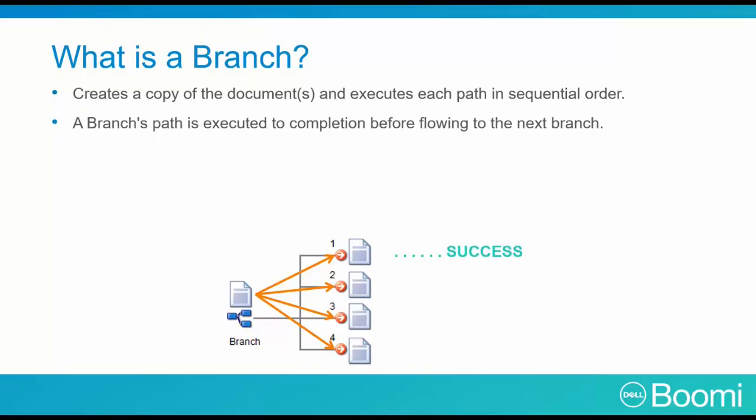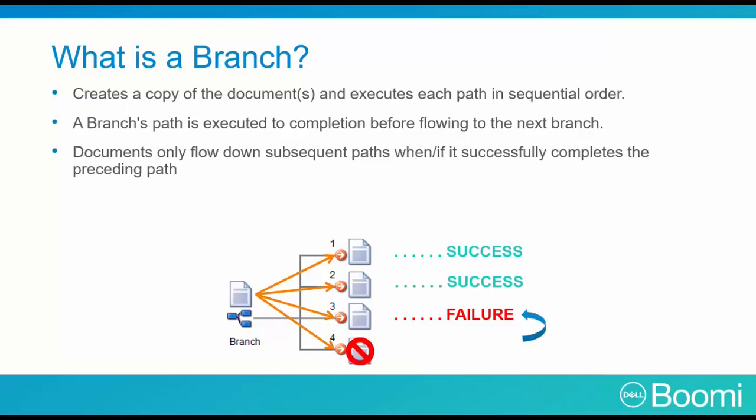As the first path is successful, the second path begins. As the second path flows to success, the third path begins. However, this third path resulted in a failure. Documents only flow down later paths when and if necessary to complete the previous flow. Now in our example, the third path failed, so the fourth path is not executed.